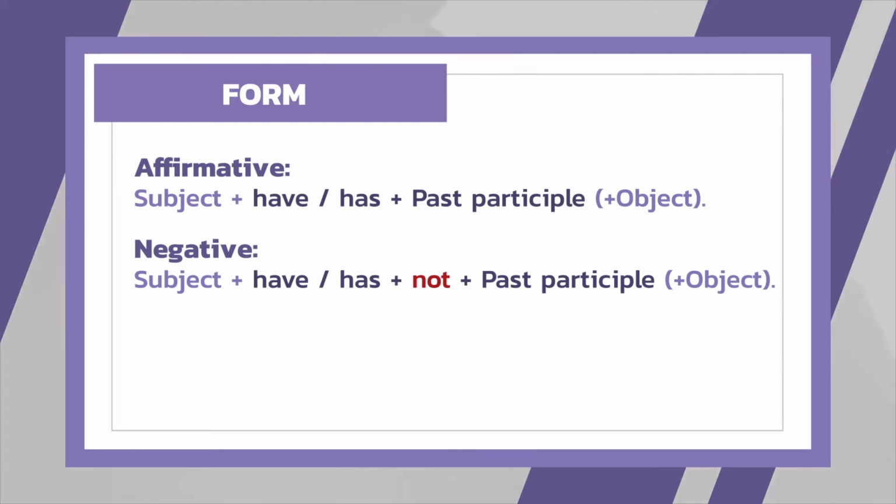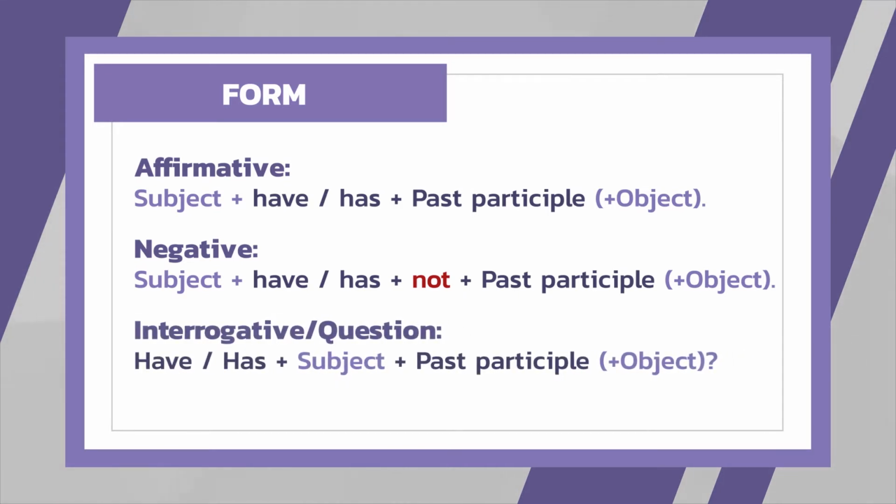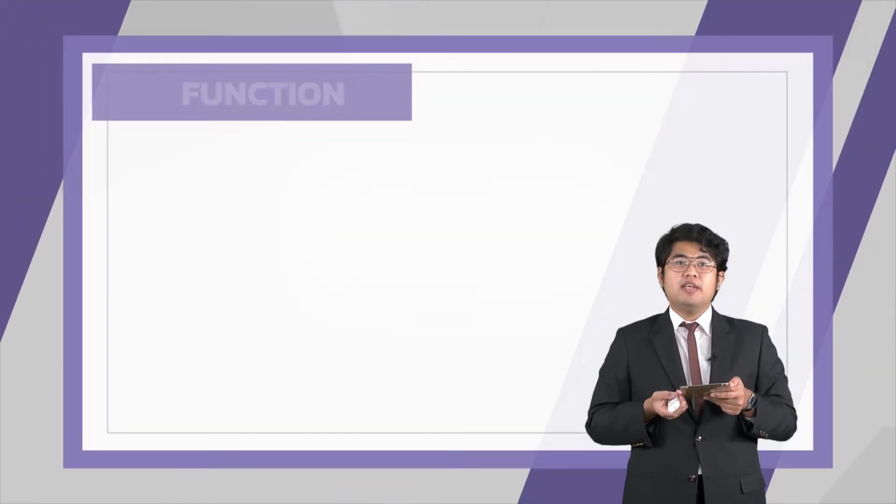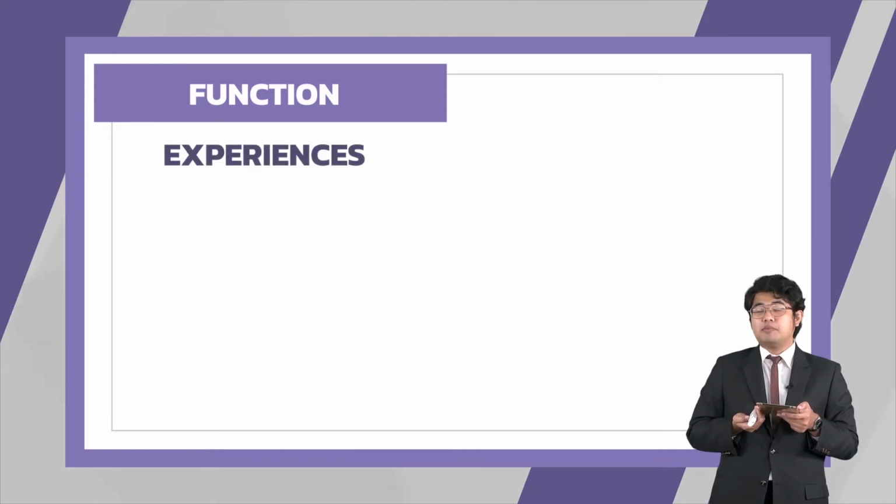And the interrogative or question: have or has plus subject plus past participle plus object. Students, the past participle that we are talking about here, in Thai we usually call it verb column 3. Actually, we call it the past participle. Next I will explain the function of the present perfect tense. The first one is about experience.